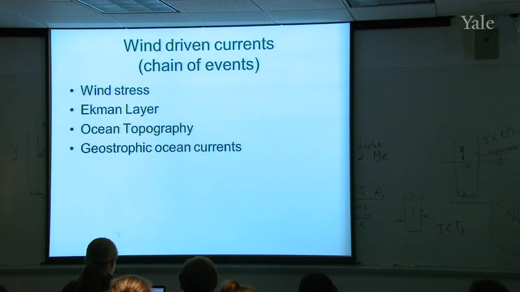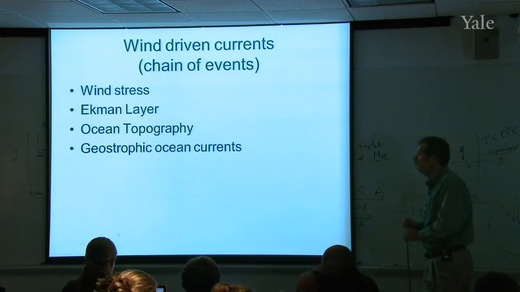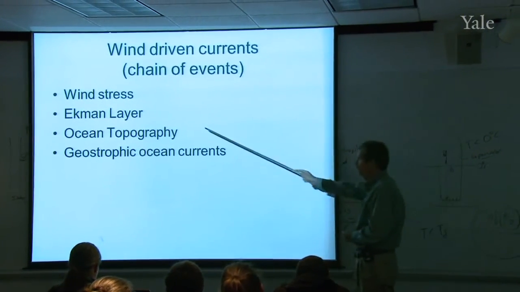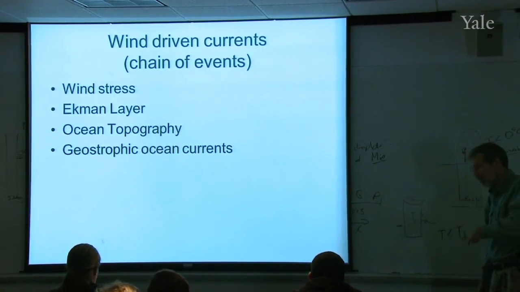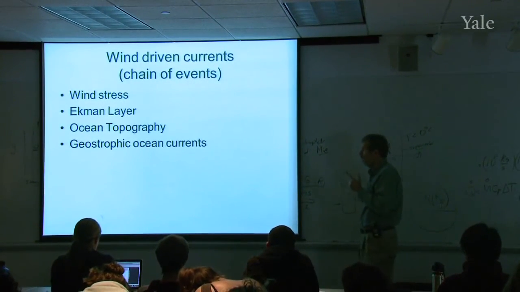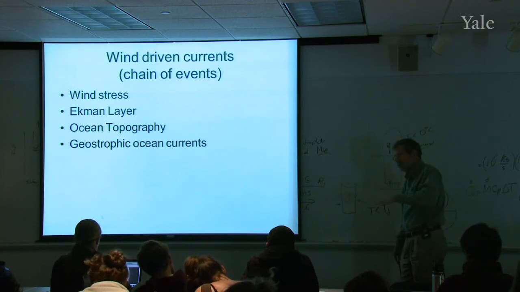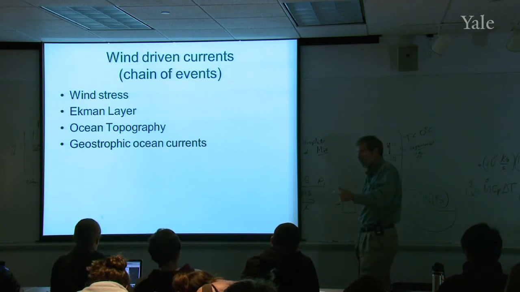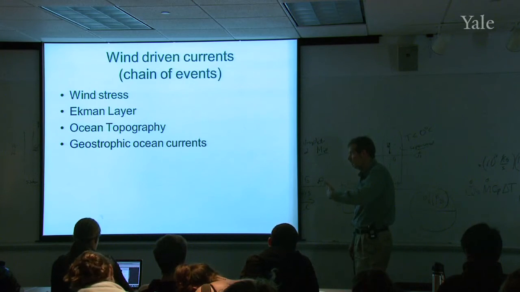Okay, now we've got to get to the wind-driven currents. We won't get very far on it today, but I wanted to alert you to the complexity of this subject. We've got to think of a chain of events as to how the wind generates the major ocean currents, and there are four bullets to this. The wind stress acts on the ocean as a frictional stress. That generates an Ekman layer, which moves water off at right angles to the wind stress.